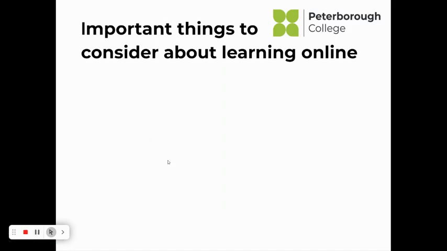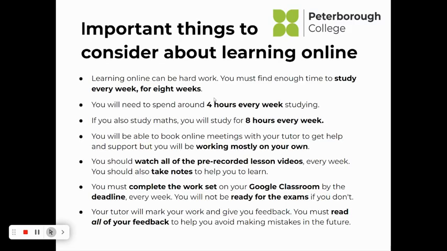Okay, so some ideas that I'd like to discuss with you are important things to consider about learning online. So learning online can be hard work. You must find enough time to study every week for 8 weeks. Okay, so you're going to have a routine that you get yourself into. And for Functional Skills English, you will need to spend around 4 hours every week studying. So I would suggest trying to get a set time every week that you make sure you are closing yourself away somewhere private that you can try and get those 4 hours every week. Of course, it's very difficult when you have a family around you, but hopefully there will be a way that you can work around that.